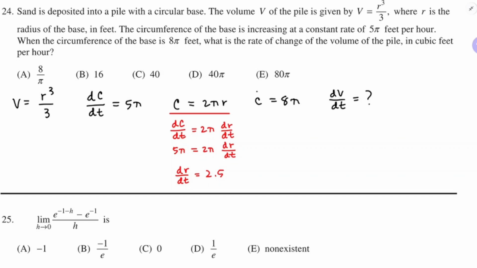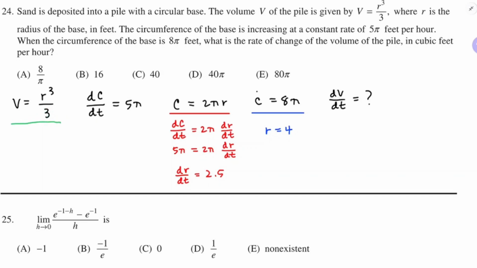All right, so I've used the dc dt and the c, so I must need to use this fact that c equals 8 pi. Also, see what that shakes out. C equals 2 pi r, c equals 8 pi, that must mean that r equals 4. Okay, see what I'm going to use that for in a minute. I'm going to take the derivative of v, because that's going to give me my answer.